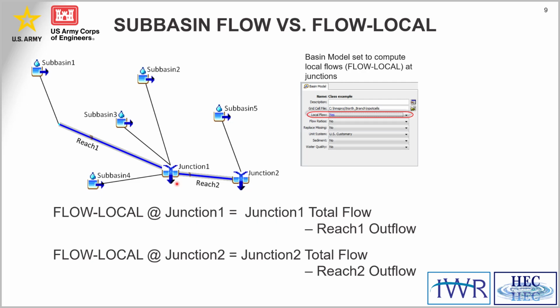And so if we did flow at junction 1, it would be the flow coming from anywhere upstream, so in this case subbasin 1, getting routed through reach 1, and then subbasins 2, 3, and 4. If we look at flow local, it will just be the flow coming in from subbasins 2, 3, and 4. So it's not going to have the flow coming in from the routing reach. While if we look at junction 2, the subbasin flow of subbasin 5, since it's the only one subbasin coming into this junction, is going to be the same as the flow local of junction 2, because all the other flows upstream of it are coming in through this reach and not directly routed to this junction.